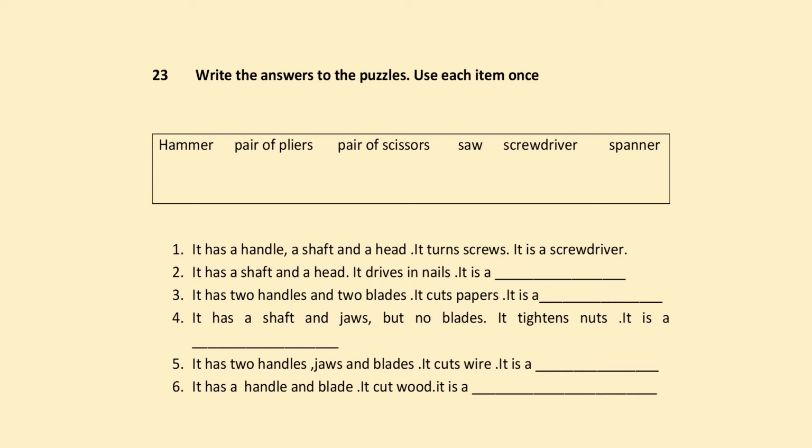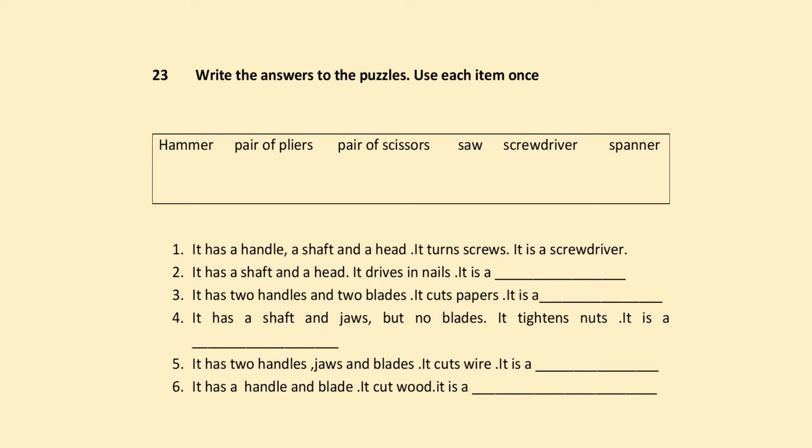A description of the tool and its use. Like here, number 1. It has a handle, a shaft, and a head. This is the description of the tool. It turns screws. This is its function and use. So the answer, it is a screwdriver.